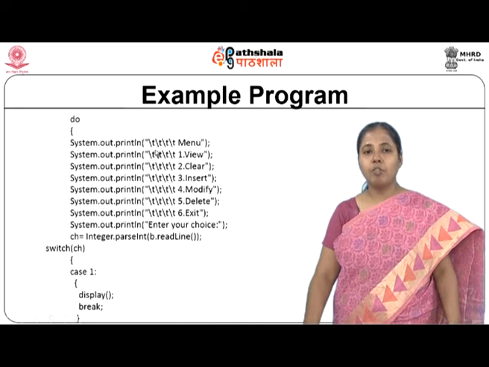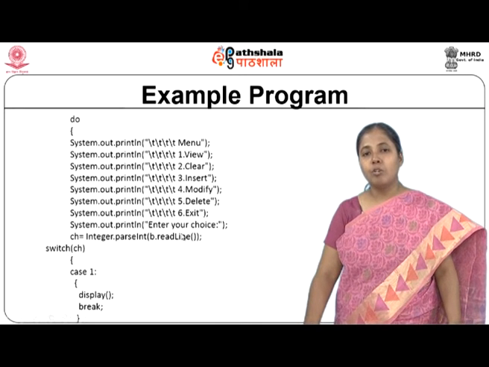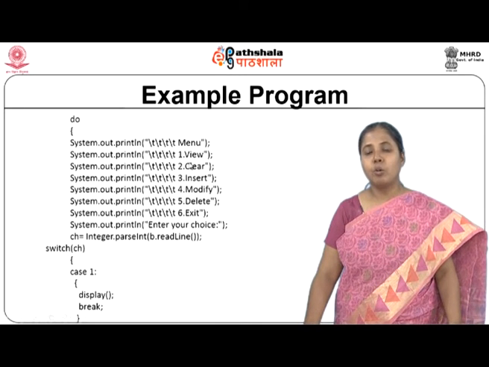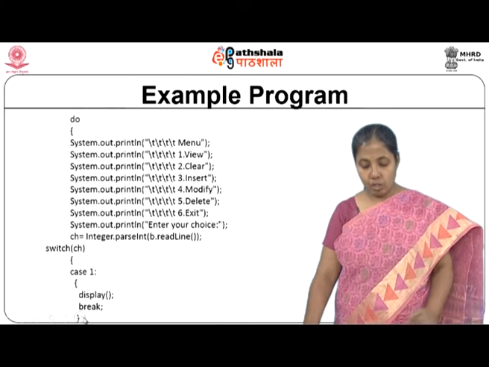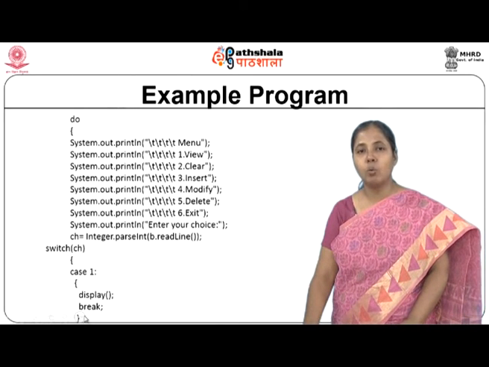Now this menu would be displayed. This menu shows that you have different options like display, that is view, an option to clear, an option to insert records into the table, an option to update records in the table, delete some records from the table, and you can exit. So, you get the choice from the user, and you are putting this within a do while loop.